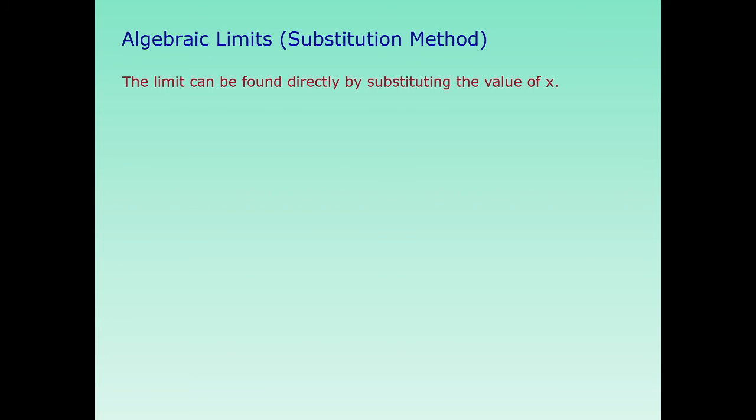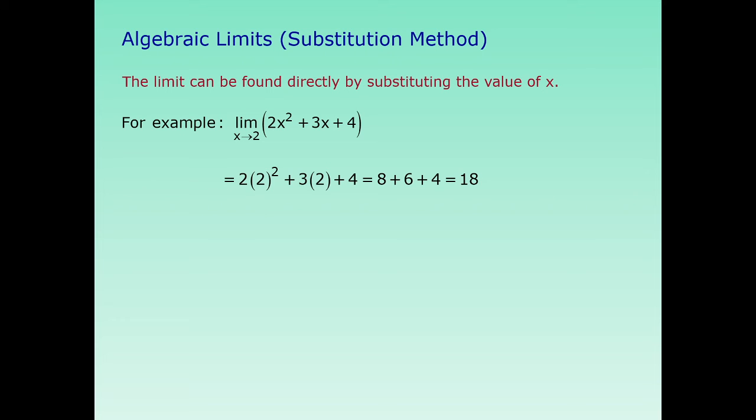The first is the algebraic method, that is the substitution method. Suppose we substitute directly, and if we get a finite value, then it is the limit. Now in this case, we are getting the value directly, so this is the limit. In the second example also, we have substituted directly.